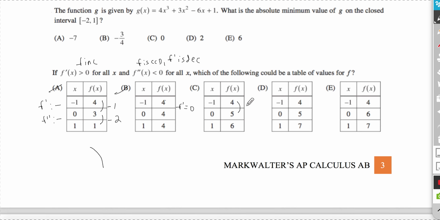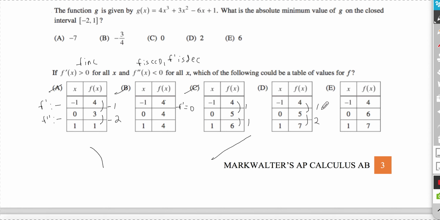Here, let's see. 4 to 5 goes up 1. 5 to 1 goes up 1. So f is increasing, yes. But we need f prime to be decreasing. Our rate of change is 1 each time. This is kind of increasing linearly, not concave up or concave down. We want our f prime, our slopes, how much we're changing here, to be decreasing. They're staying constant.